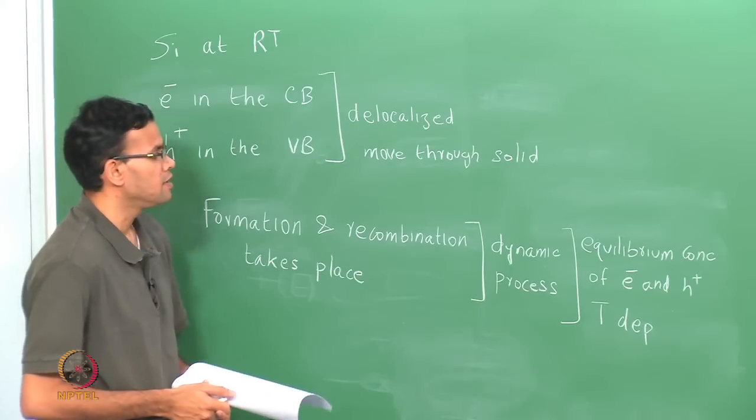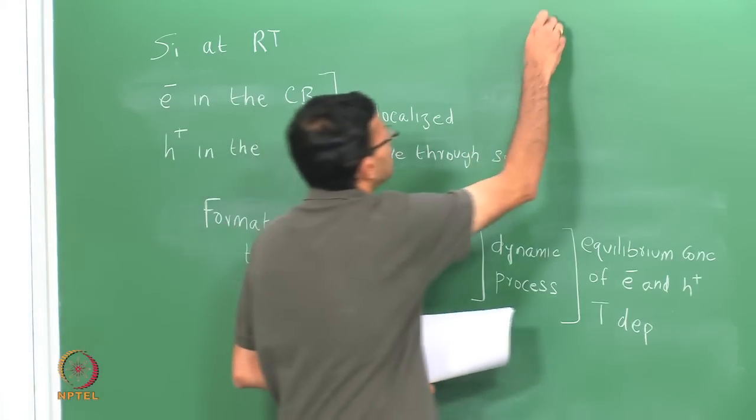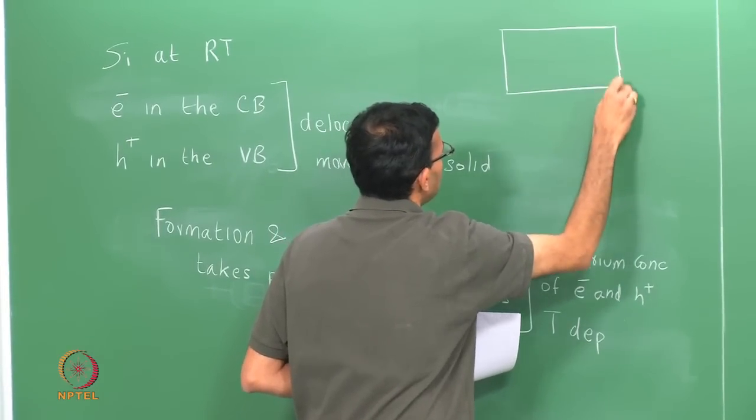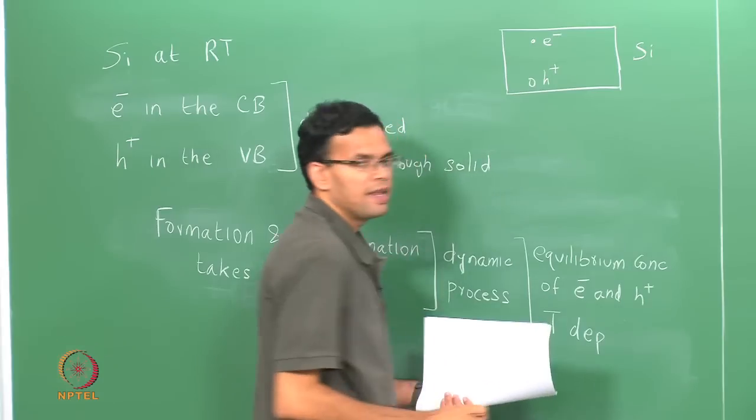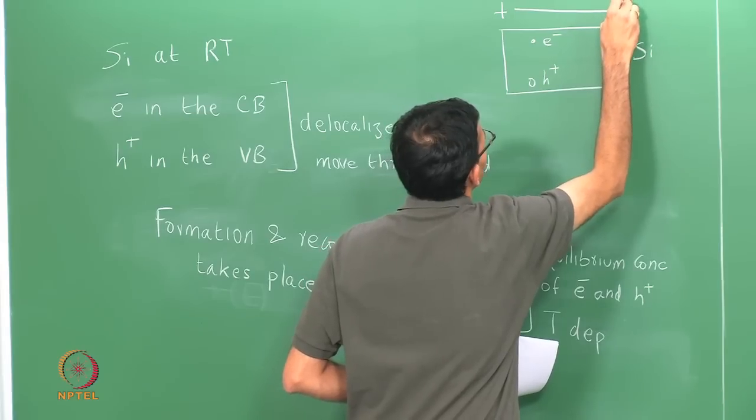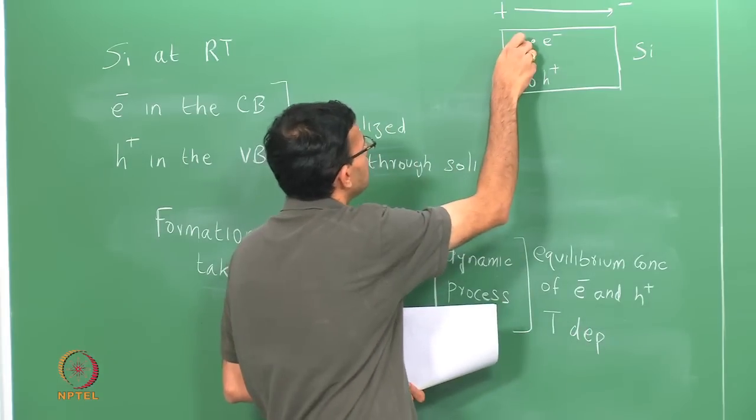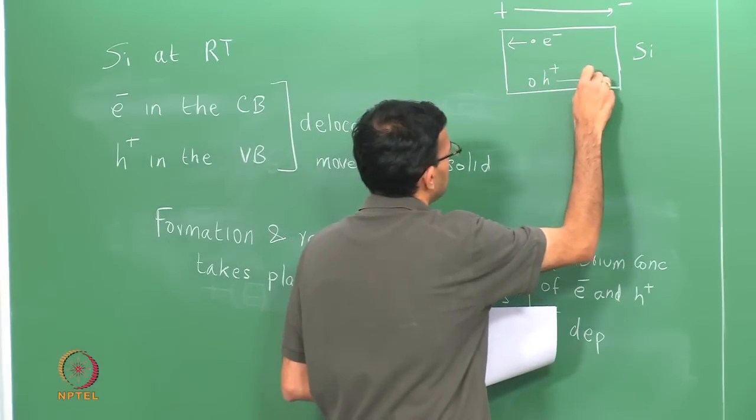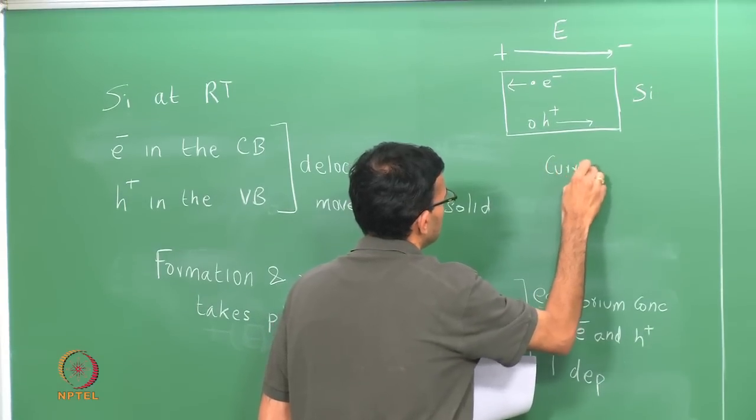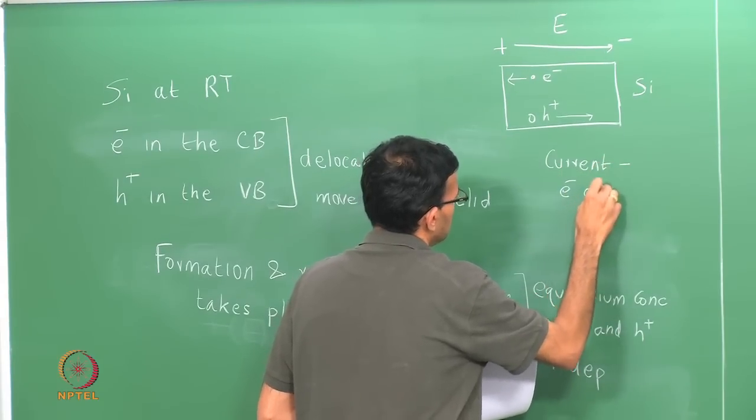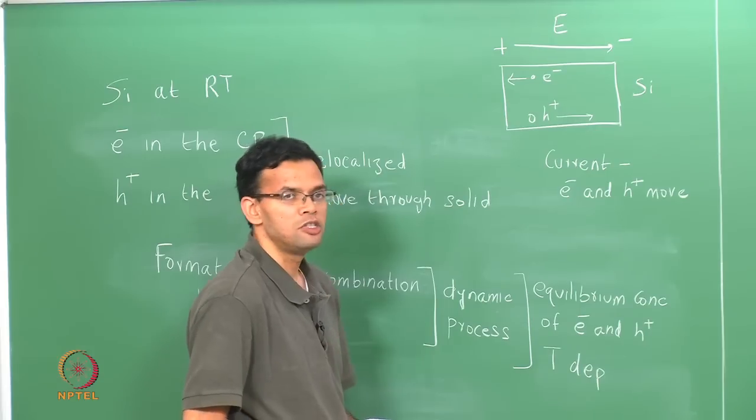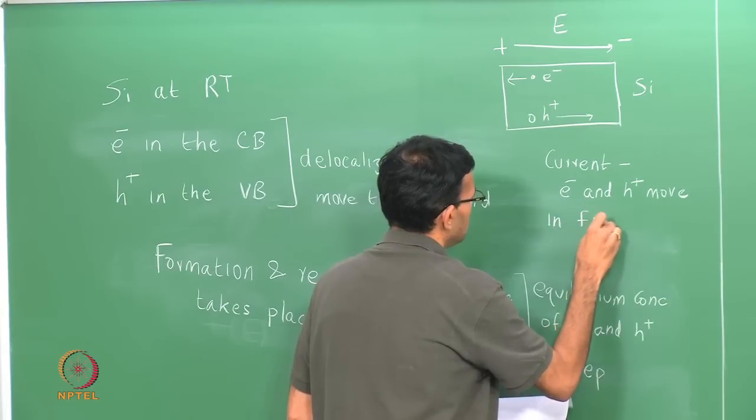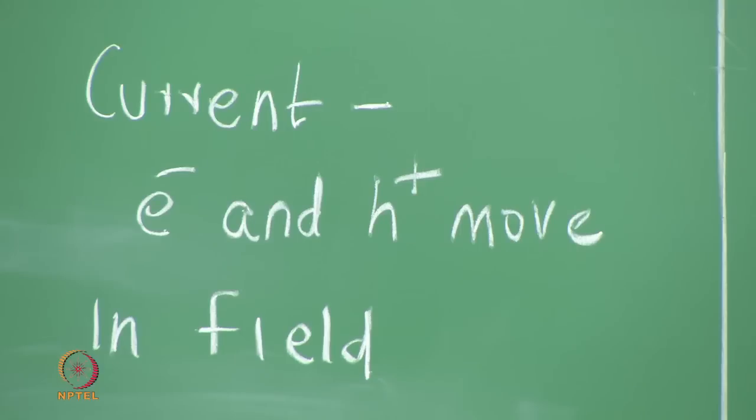When we apply an electric field, these electrons and holes can essentially move. So, we will just show schematically a solid of silicon. You have electrons, you have holes. We apply an electric field, E is the electric field, electrons will go in the direction opposite to the field, holes will go in the direction of the field, and finally, you will have a current. The current is because the electrons move in the conduction band and the holes move in the valence band. What are the factors on which the current depends? Let us look at that next.